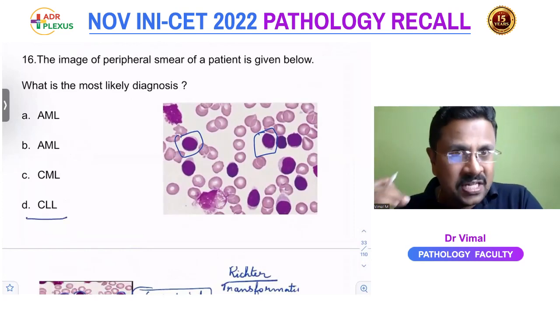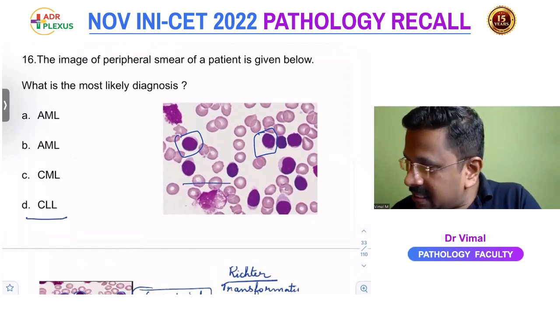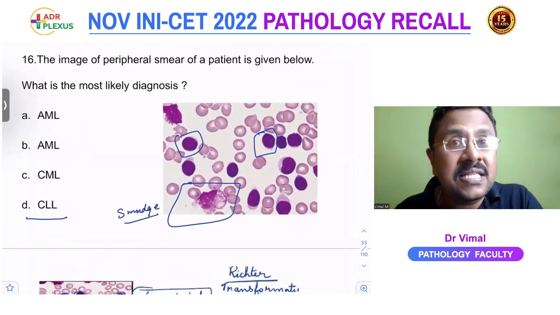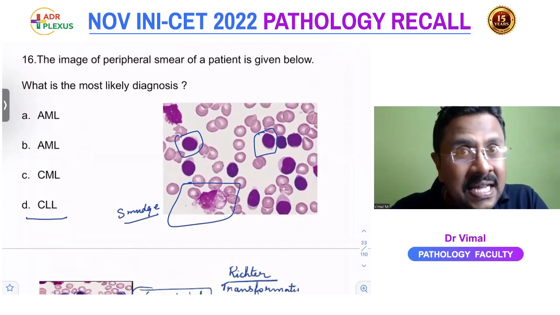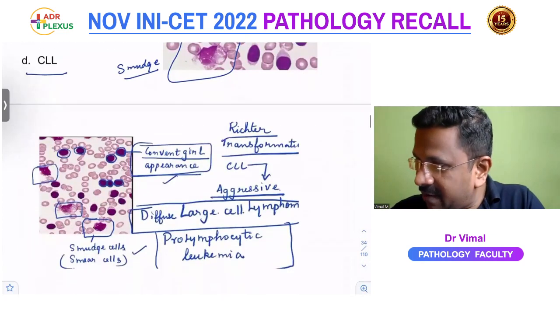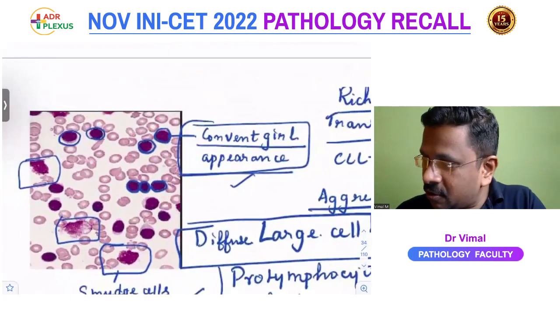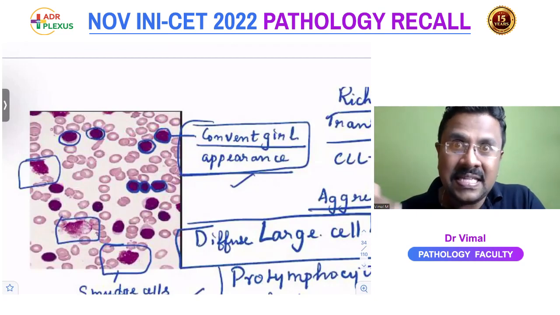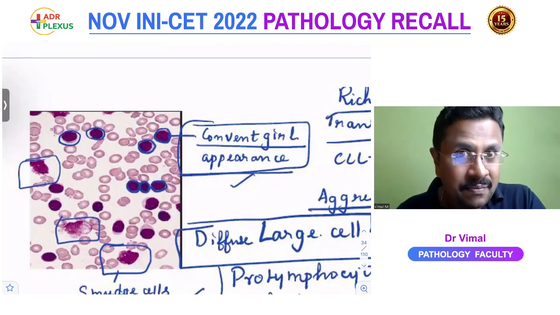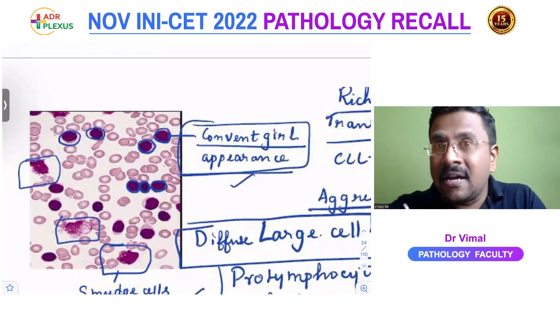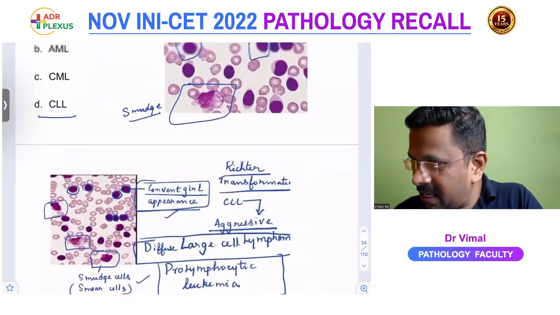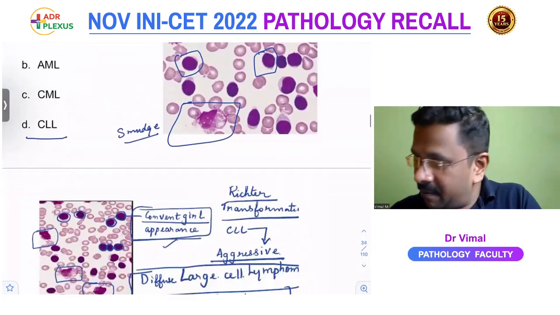Another characteristic point adding to our diagnosis is the presence of these cells, which are the smudge cells or the smear cells. I hope you remember the point we discussed, that in CLL most of the cells will be uniform, mature lymphoid cells, so it is called the convent girl appearance. And you will remember that in CML we discussed the garden party appearance. So please remember, in CLL it is the convent girl appearance, and in CML it is the garden party appearance.